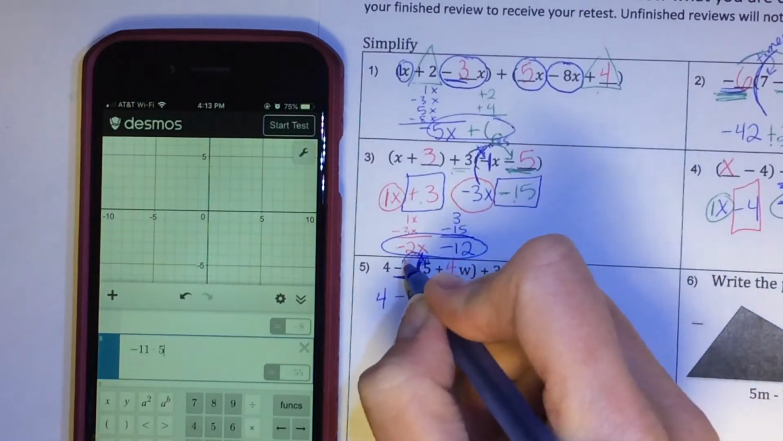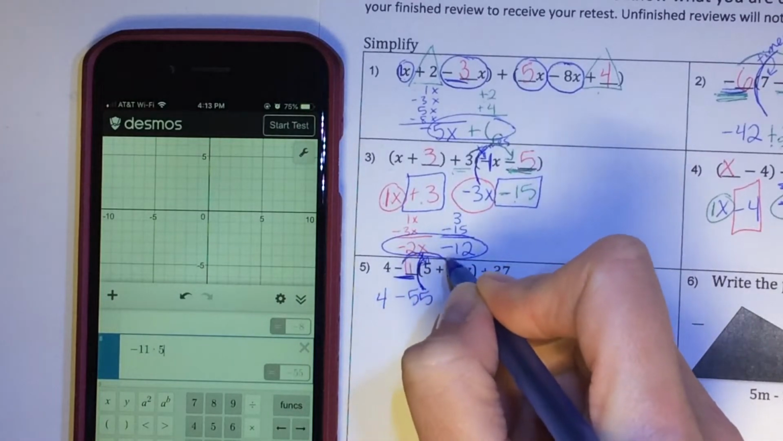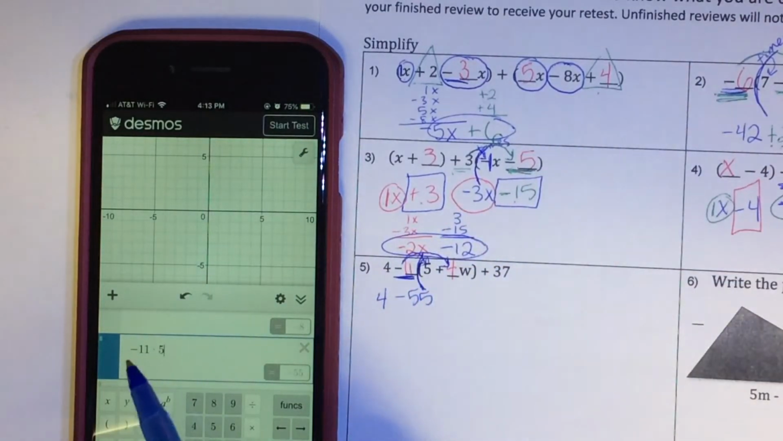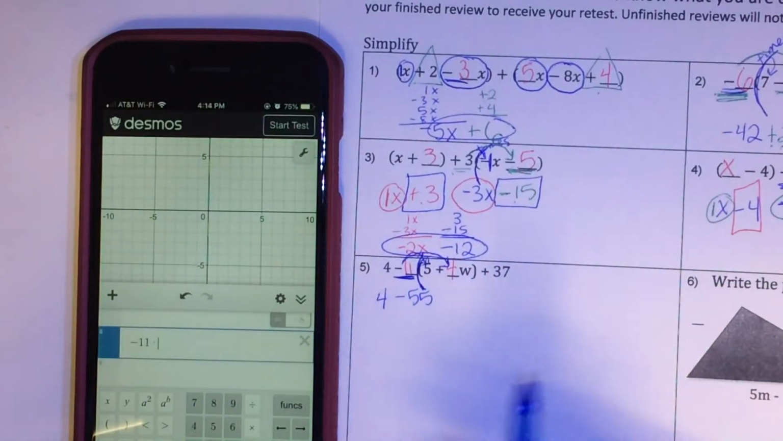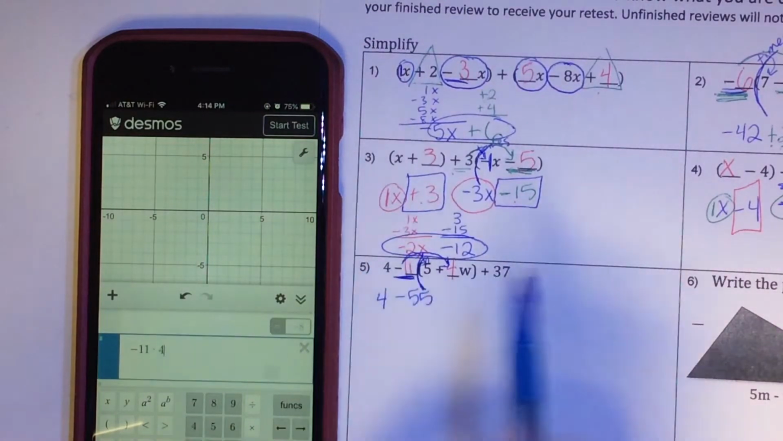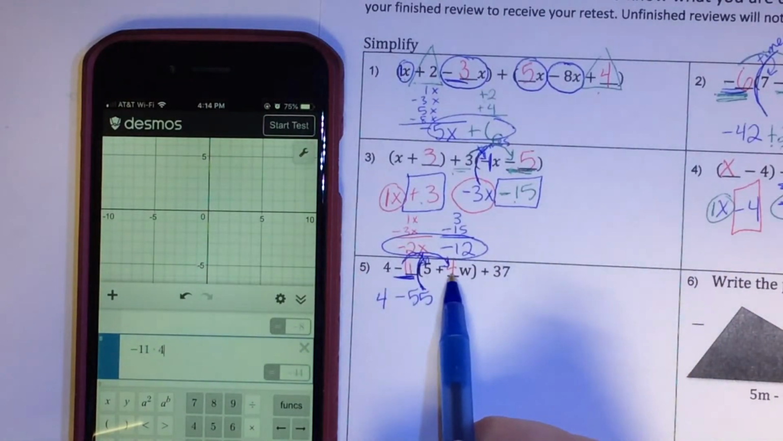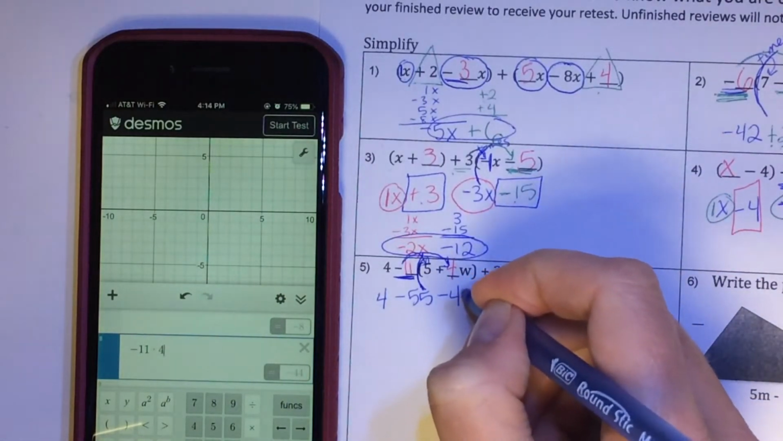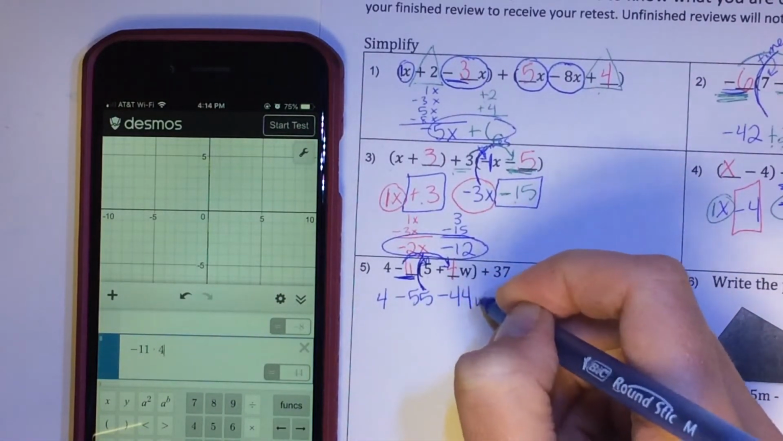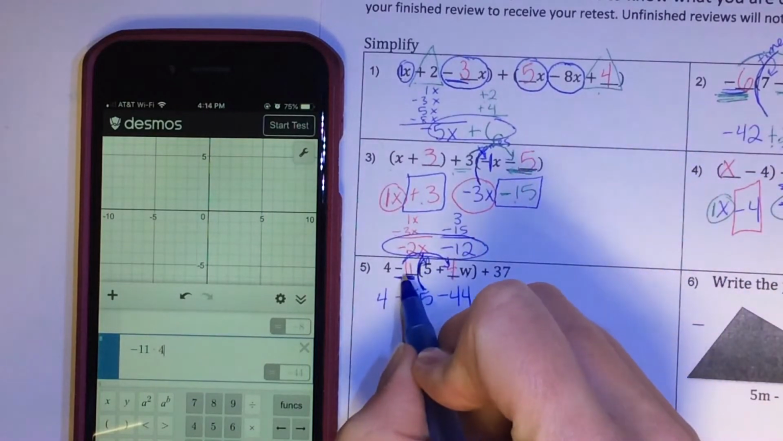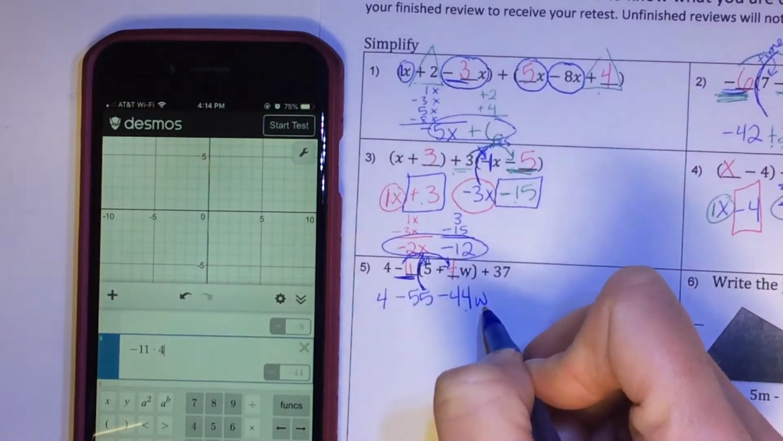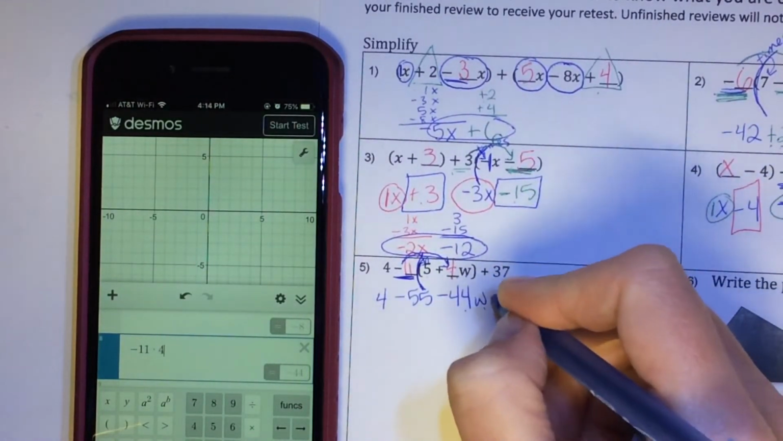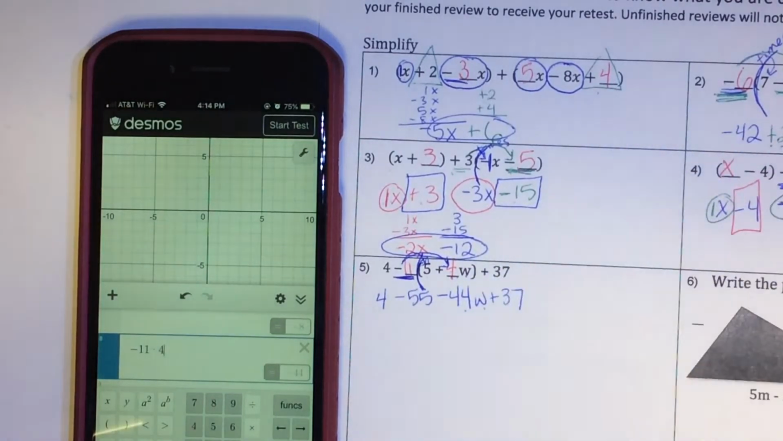And then you're going to do the same thing, negative 11 times a 4w. So if you've already got this typed in, you can just back up a space and then put that 4 in there for your new coefficient. Negative 11 times 4 is a negative 44. And this one's a w because there's a w in front of that 4. Negative 11 times 4 is a negative 44w. And then bring down your plus 37.